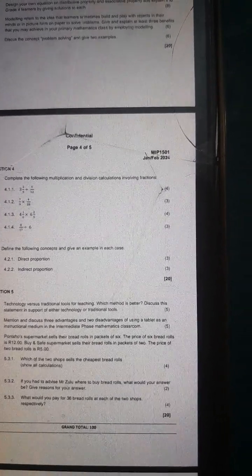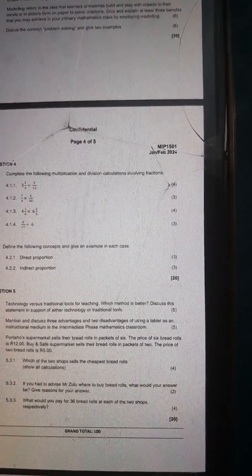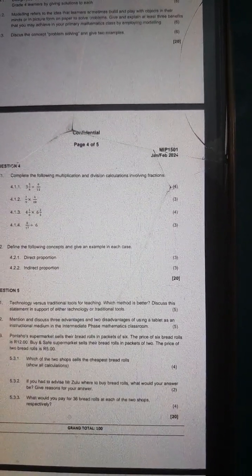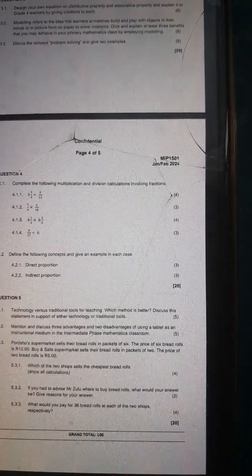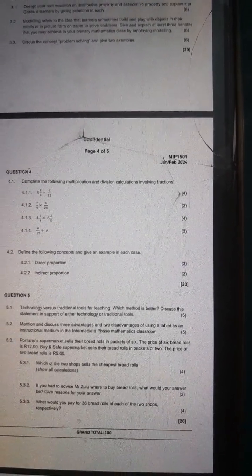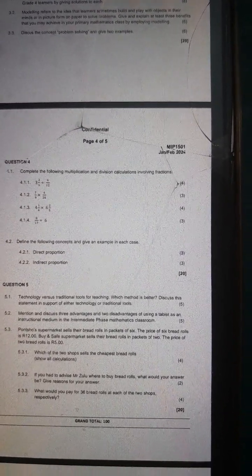So for indirect proportion, in my own understanding, guys, in an indirect proportion, as one quantity increases, the other decreases. So that's the definition. In terms of example, let's say if 4 workers can complete a task in 6 days, 8 workers can complete it in 3 days. I hope that perfectly describes indirect proportion.